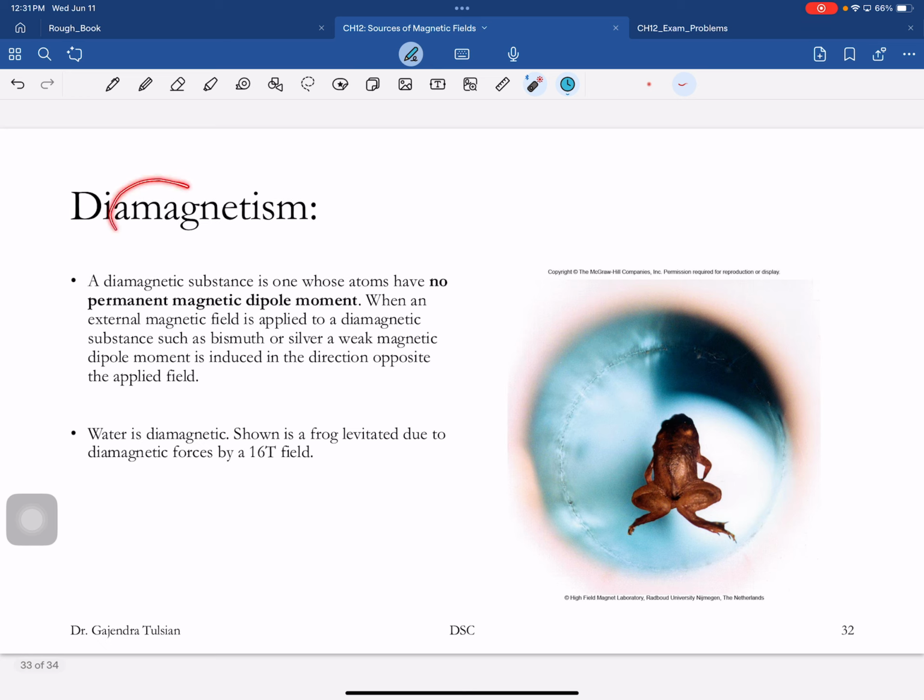Diamagnetism. A diamagnetic substance is one whose atoms have no permanent magnetic dipole moment. When an external magnetic field is applied to a diamagnetic substance, such as bismuth or silver, or water as well, water is diamagnetic, a weak magnetic dipole moment is induced in the direction opposite to the applied field. So if you bring a magnet close by, you will induce a moment in the opposite direction.